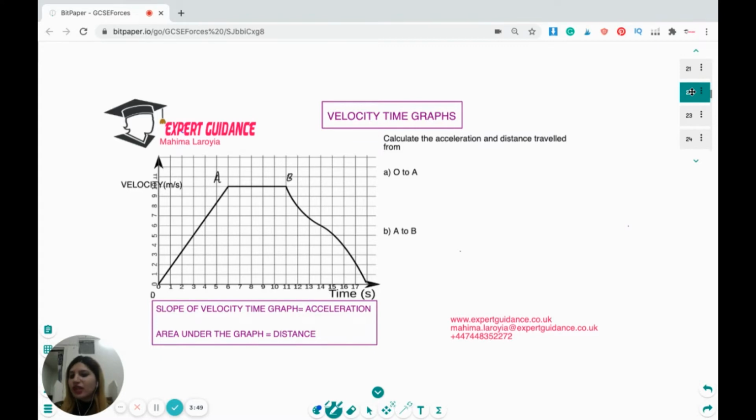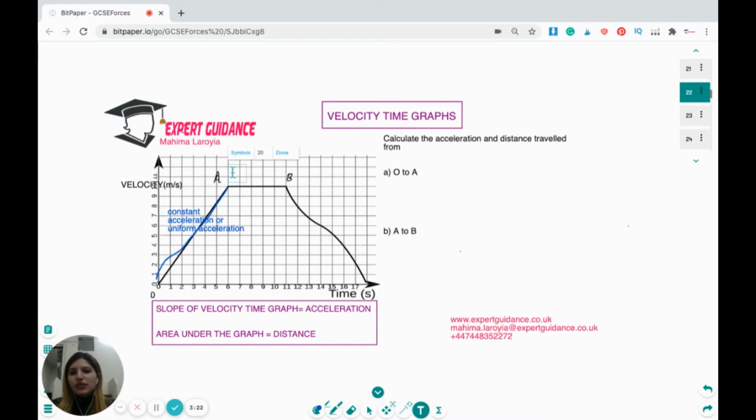Now let us look at the velocity time graph. In the velocity time graph, O to A means that the body is changing velocity but with the same rate. So it means that the body is moving, in this case, with constant acceleration or uniform acceleration. So there's a constant acceleration or uniform acceleration in this part of the graph because it is the velocity time graph.